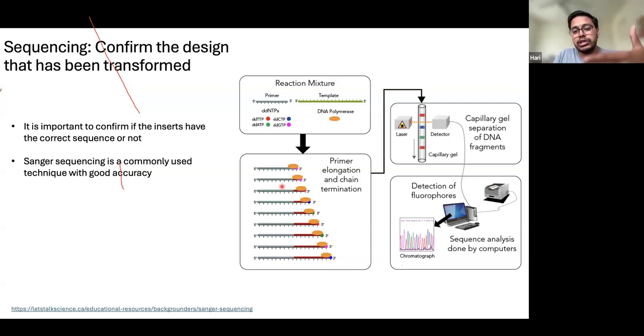And then all those fragments are separated out using either an electric field or a capillary gel. Based on the sizes of the fragments, we can tell what the sequence of the particular DNA is that we are looking at. So that gives us a confirmation of whether the plasmids that we have inserted into the cells have the correct sequence we require or not.